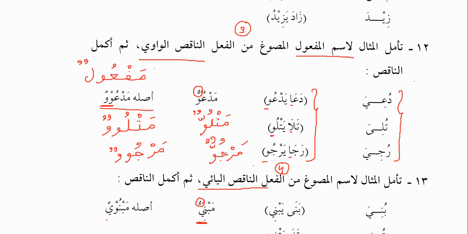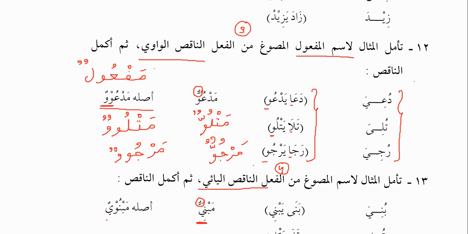So let's see. Tala is to follow. Now Raja is to hope. Arju, if you can remember the present tense of Raja, that means I hope. Yarju, he hopes. So Raja means to have hope. Marjuun, then Matluun. So you can see the difference between the scales.